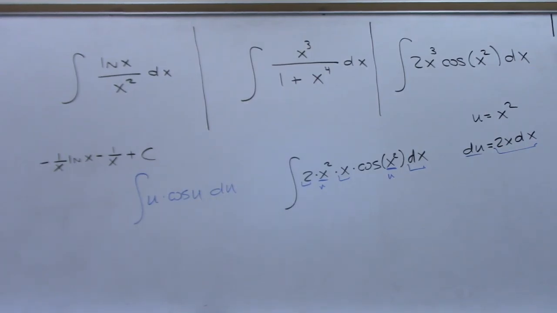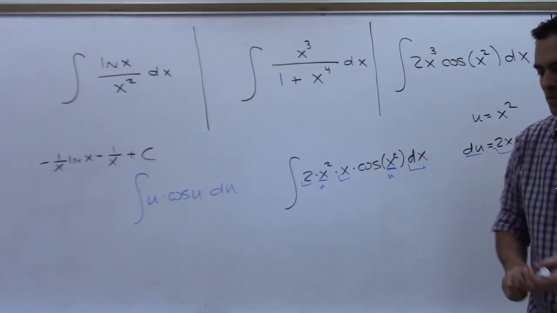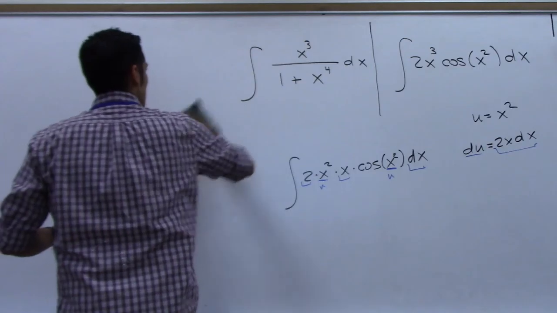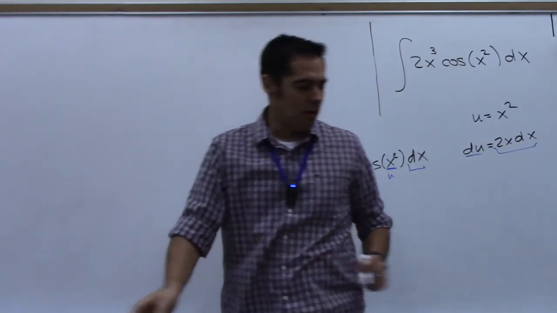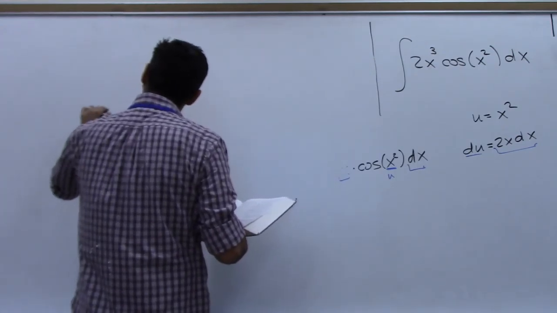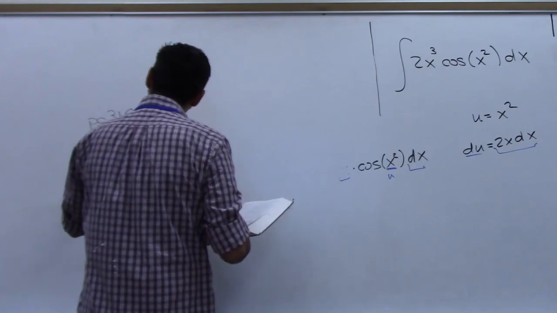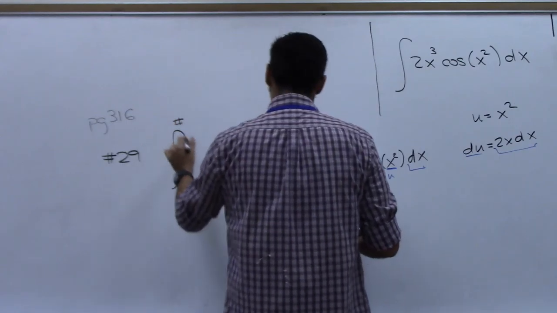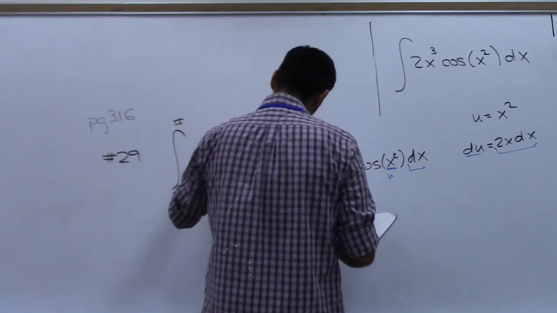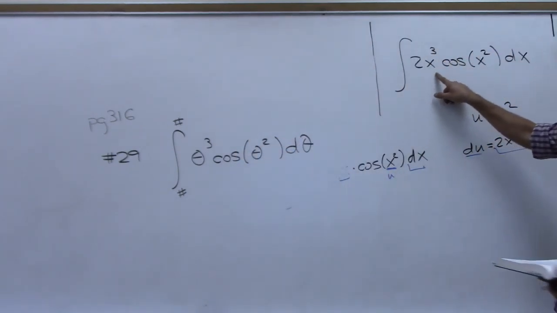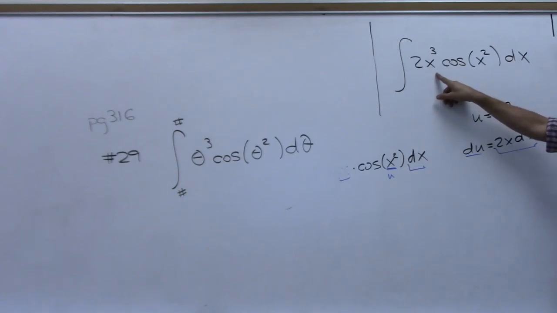So the reason why I was asking for the book, I know we're out of time, is because people all freak out about this stuff, and then they get on the test and say he makes them so hard. I'm going to write right now. This is page 316, number 29, which is an odd problem in this book. It is the integral of theta cubed cosine theta squared d theta. That's this problem right here, using thetas instead of x's.